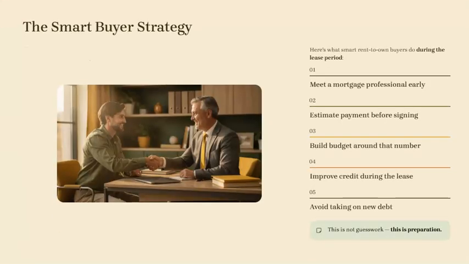Here's a smart buyer strategy. Here's what the smart rent-to-own buyers do during the lease period. They meet with a mortgage professional early. They estimate payment before signing the lease. They build budget around that number. They improve their credit during the lease, and they avoid taking on new debt. Remember, this cannot be guesswork. This is your preparation.